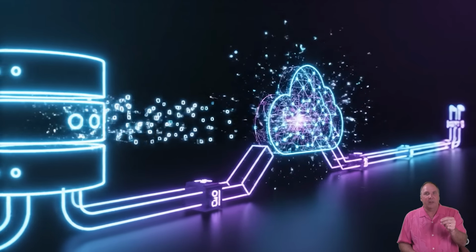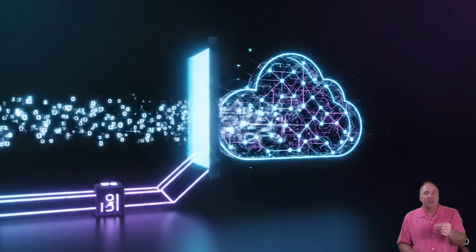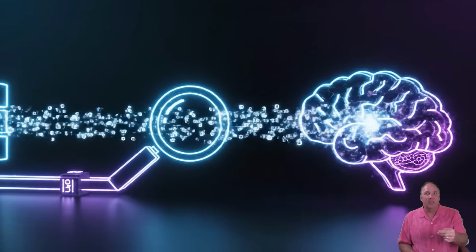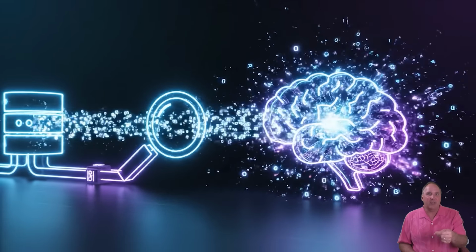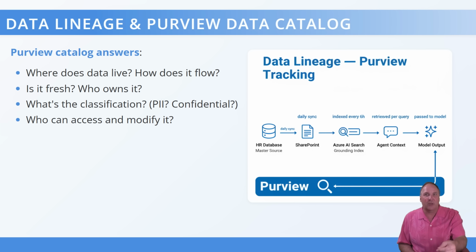So your HR database, the master source, syncs daily to SharePoint. SharePoint gets indexed every 6 hours into Azure AI Search. The agent retrieves from that index for context, passes it to the model, and the model generates output.